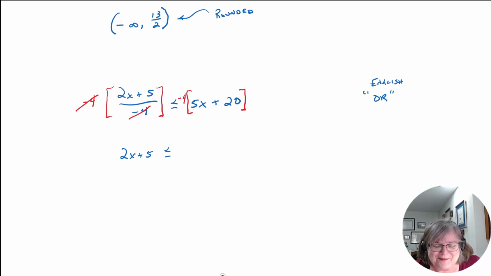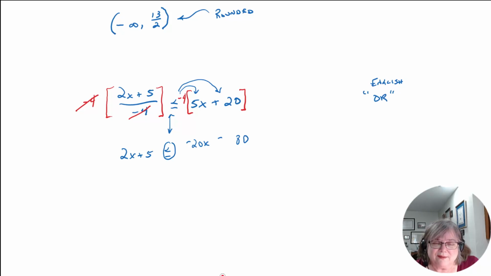All right. Now, so here we go. Can't add 20 to 5x, but I can multiply. So negative 4 times 5x is negative 20x. And negative 4 times 20 is negative 80. Okay? All right. Now, do you see anything weird that should have happened between here and here? What do you think? Did we multiply both sides by a negative?